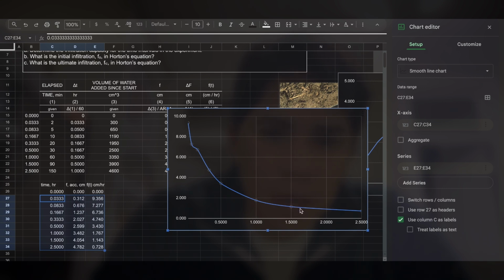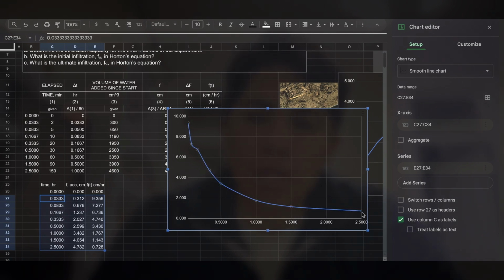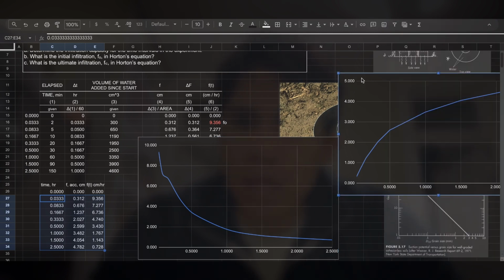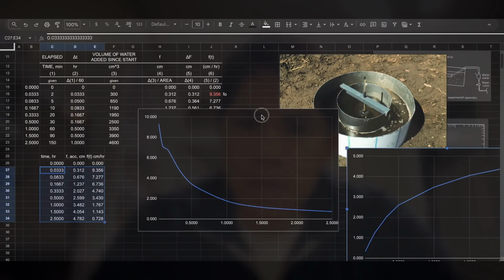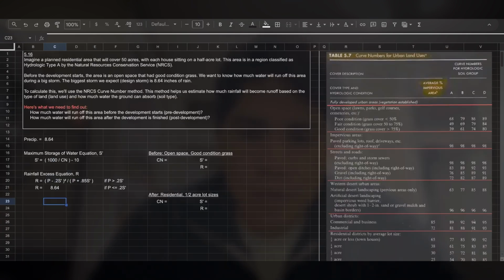But it gives you an idea of how infiltration starts high, and it makes sense because, assuming the soil is not saturated, there's going to be more water infiltrating at the beginning. At the end of the 2.5 hours, there's going to be less water going into the ground. So this is for this problem. I hope it helped you see what an infiltration rate is and what this experiment consists of.